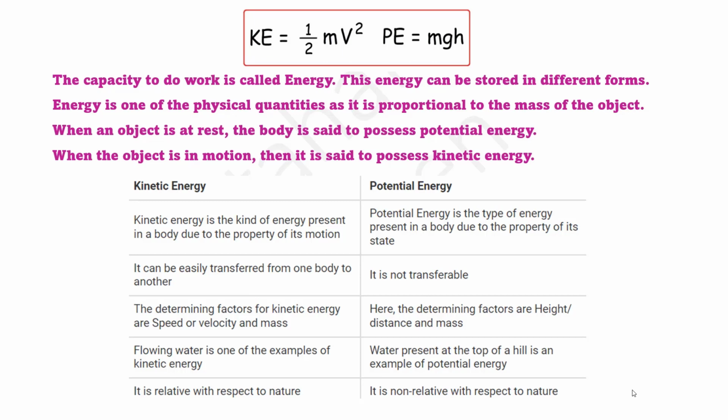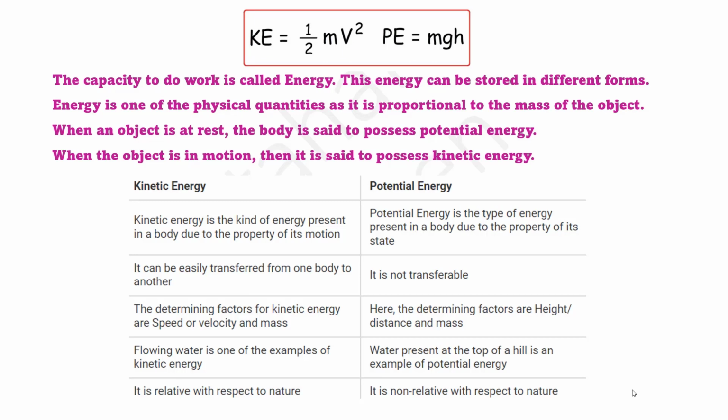Then third point is that kinetic energy depends on only mass and velocity. That's why it is equal to half mv square. But potential energy depends on three factors. What are they? Mass of the body, acceleration due to gravity, and height or distance traveled by the body. Example of kinetic energy, the best one is flowing water. And for potential energy, if the water is present at the top of the hill, still it has not started flowing down, it is just present at the top of the hill, then it will have potential energy.